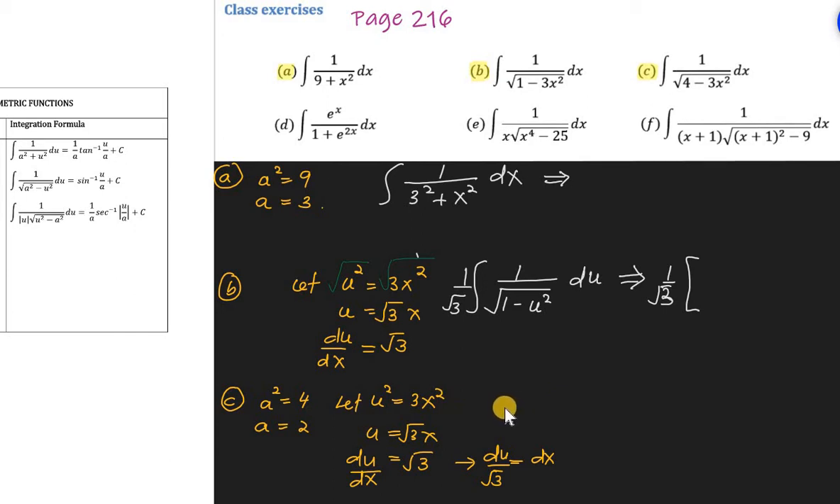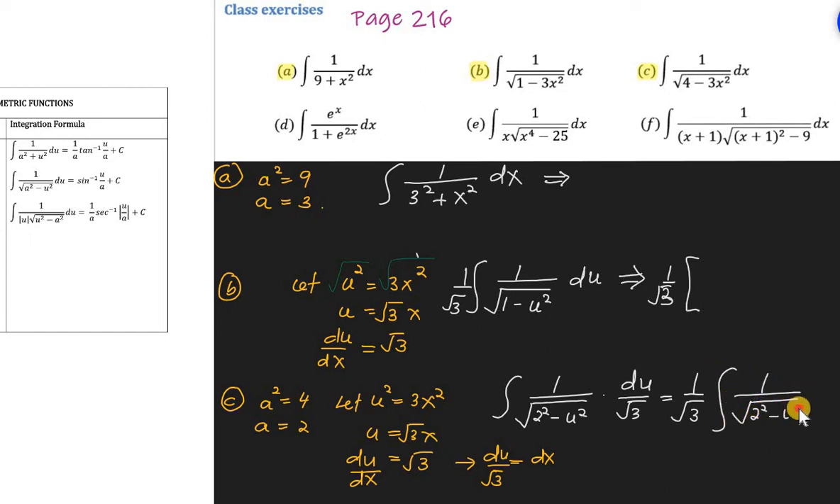C, as we substitute, okay, we will get 1 over square root, A square just now is the 2 square, minus U square, and again what is dx? Dx is du over square root 3. Whenever you have a square root, a constant number, you can just take the constant number outside, and then you are left with an integral over this form. Right. So whenever you got this, then only you can quote the answer.